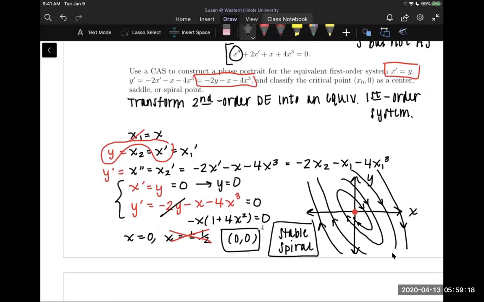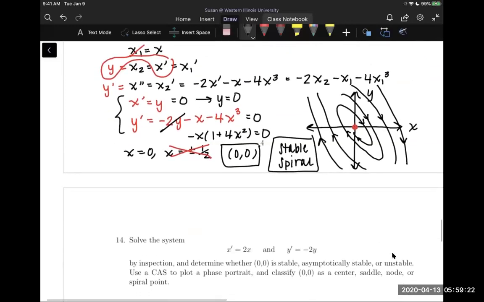All right, so we're going to complete these notes with a final example here on the next page. First, we want to solve the system by inspection. That means don't do elimination, don't use the method of eigenvalues, but just think about what this solution would look like. And then finally determine whether this critical point 0, 0 is stable, asymptotically stable, or unstable, and use a computer algebra system to plot the phase portrait and classify that critical point as a center, saddle, node, or spiral point.